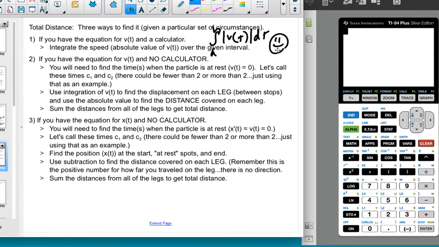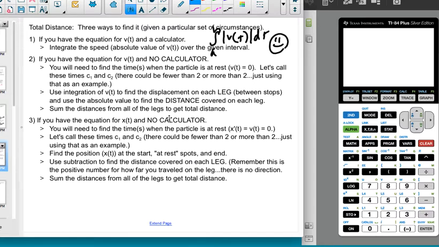If you don't have a calculator, but you have the equation for v, then you're going to have to find the spots where the particle is at rest, right? And that means v of t is 0. Let's call those times c1 and c2. There could be fewer than 2, there could be more than 2, but let's just say c1 and c2. Then I'm going to use integration, and I'm going to find the displacement on each leg. So from 0 to c1, and from c1 to c2, and from c2 to the end of the problem, right?